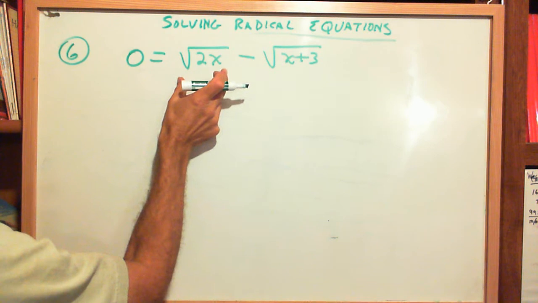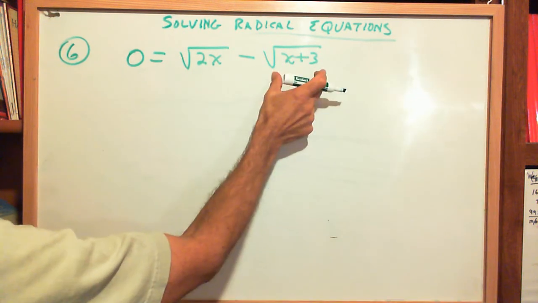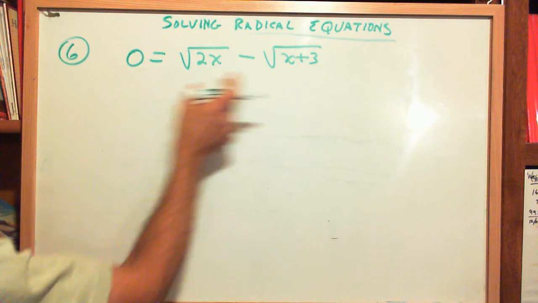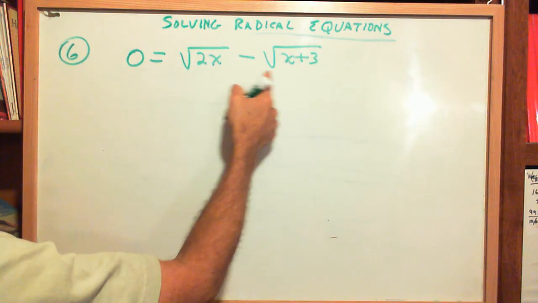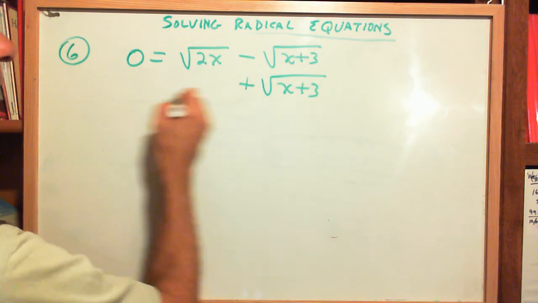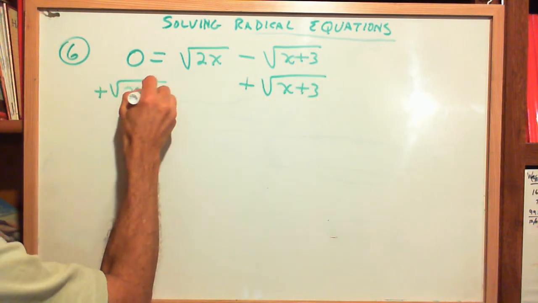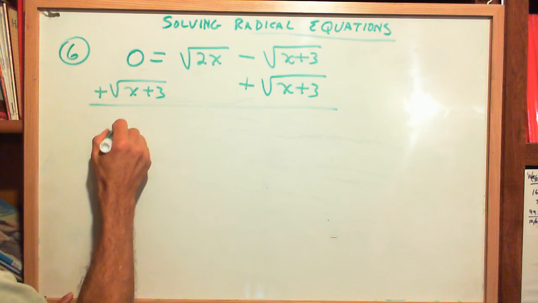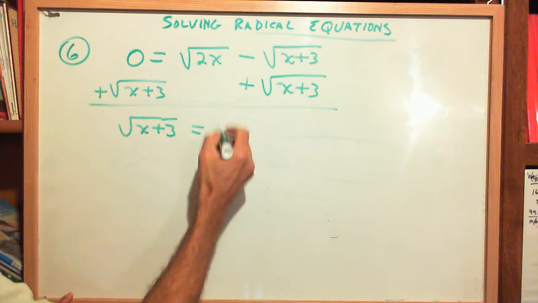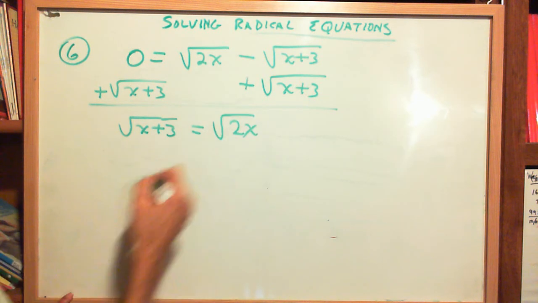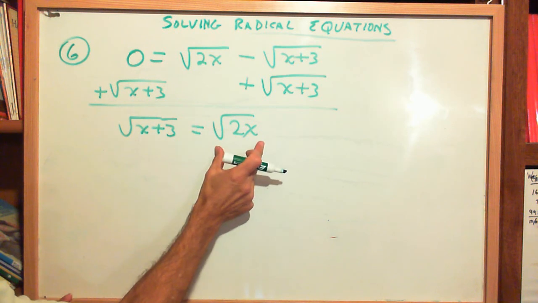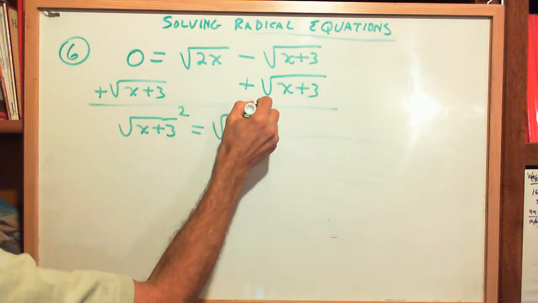I wouldn't want to do that. But since it's just a radical minus a radical, what if I moved one of them to the other side? Since it's a 0, it should be very easy to do. I'm going to take the one that's negative and add it: add the square root of x plus 3. So that gives me the square root of x plus 3 is equal to the square root of 2x. Now I have a radical isolated on this side, and a radical isolated on this side. I'm going to square both sides now.